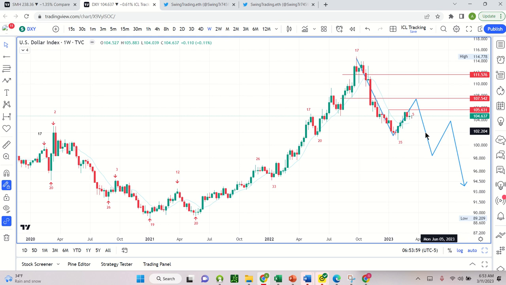That's not a prediction. It's a scenario in the sense that we know we're in a downtrend on the highest time frames. And so it's logical to expect a lower high here, after which you would get a lower low. And so it's just a matter of how long this weekly cycle rally is going to continue.